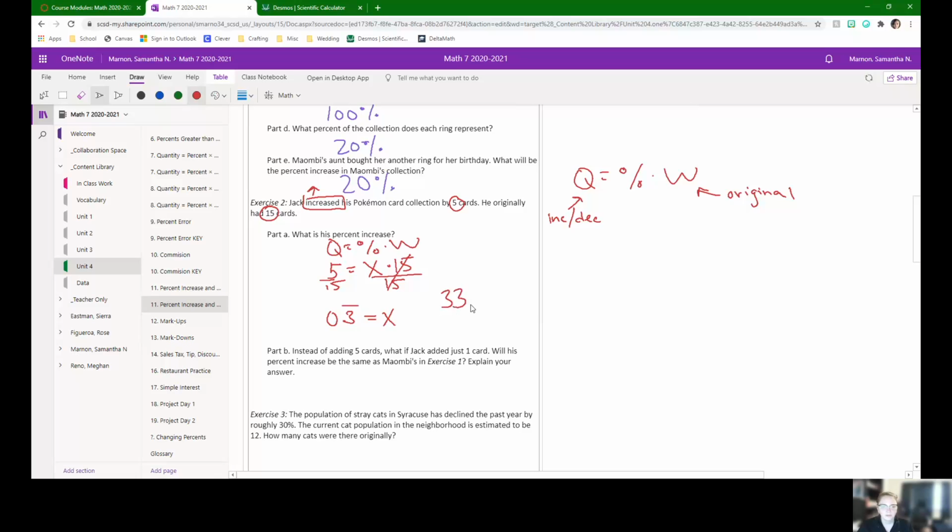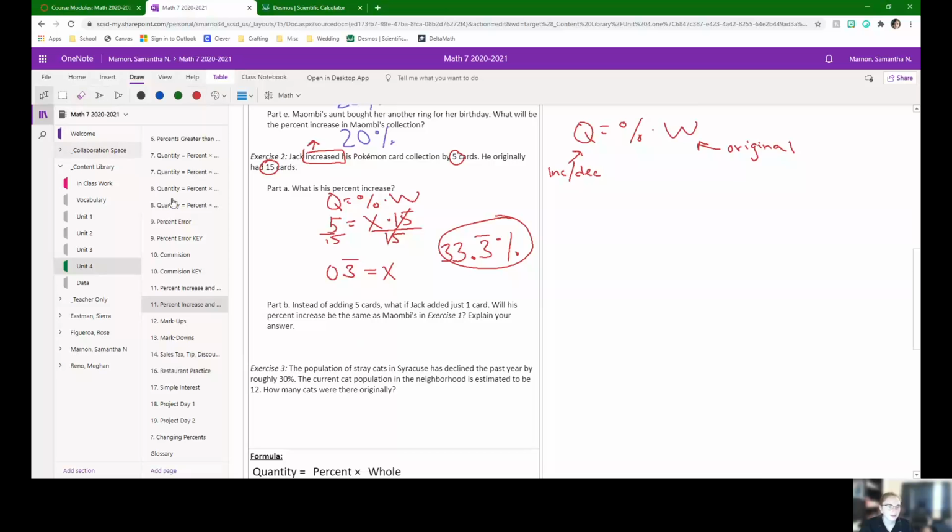It's 33.3 repeating percent. So his percent increase was an entire third, right? And if we think about it, 5 is a third of 15. 1/3 as a percent is 33.3 repeating percent. This answer makes sense.